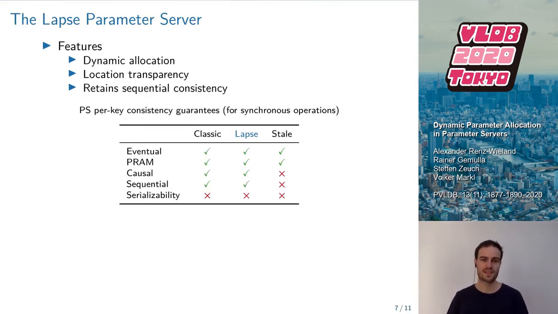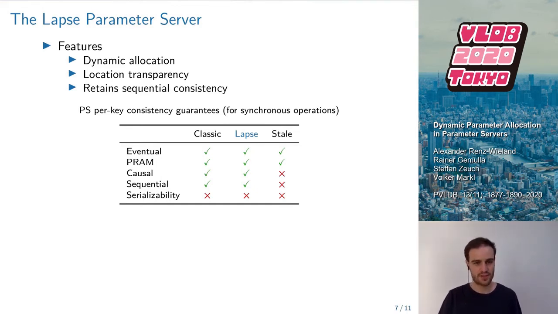We implemented this capability in a prototype system which we call Lapse. Let me highlight some of the key features of Lapse. First, it provides dynamic allocation, obviously. And second, it provides location transparency. This means the read and write operations of the parameter servers work regardless of what the parameter is doing in the background. It does not matter where the parameter currently resides. It does not matter whether the parameter is currently relocating.